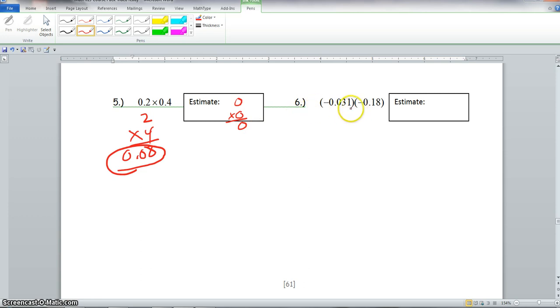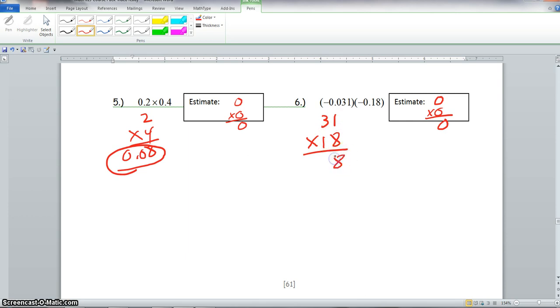Now we go here to number 6. Now we know a negative times a negative is positive, so we don't have to deal with the negative signs anymore. So now we round this to the nearest whole number. This will give us 0, and this will also give us 0. And we know 0 times 0 is 0. So now here we would drop our decimal. We had 31. Remember, we said this is going to be positive, so we don't have to put the negative here. Times, we drop the decimal here, and that would give us 18.